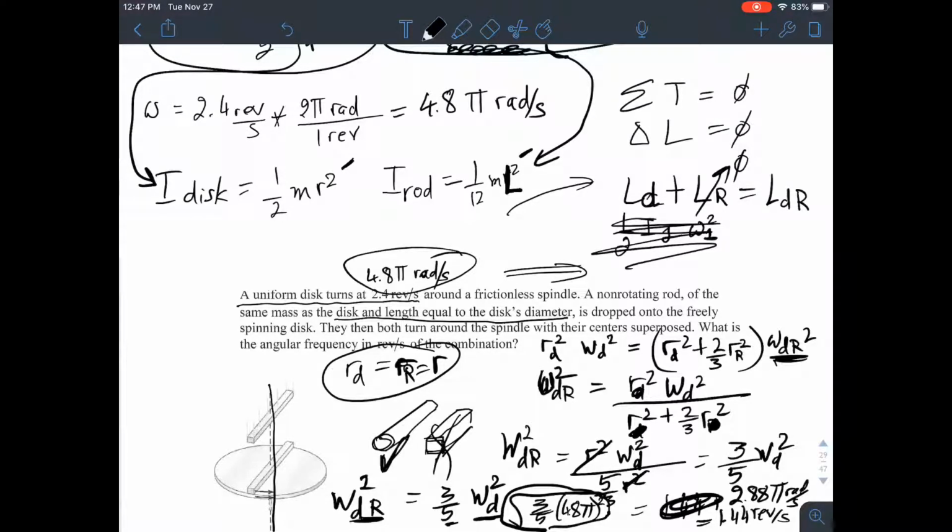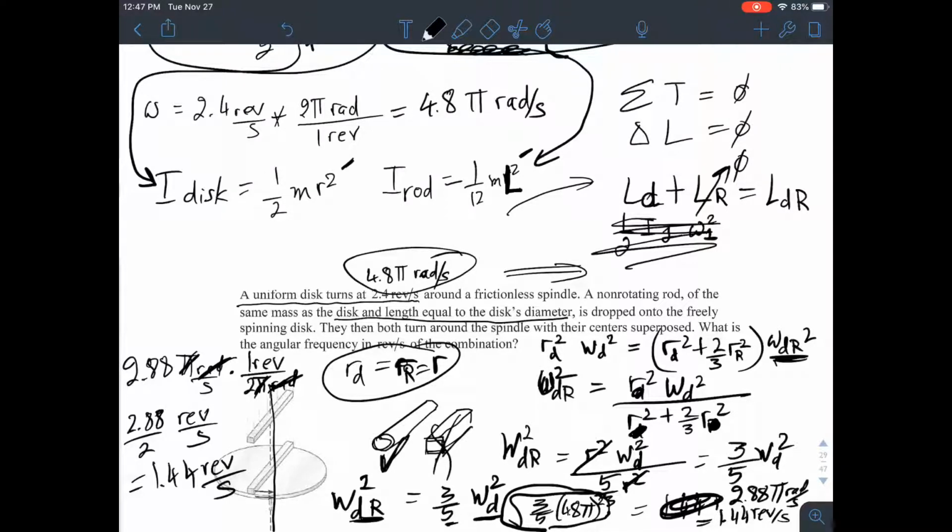per second. How did we convert that? Well, 2.88 pi radians per second multiplied by 1 revolution every 2 pi radians. Radian goes away, pi goes away. So you have 2.88 divided by 2 revolutions per second, and that's 1.44 revolutions per second, and that's what they asked you. What is the angular frequency in revolutions per second when both the disks are together? And you found this. All done.